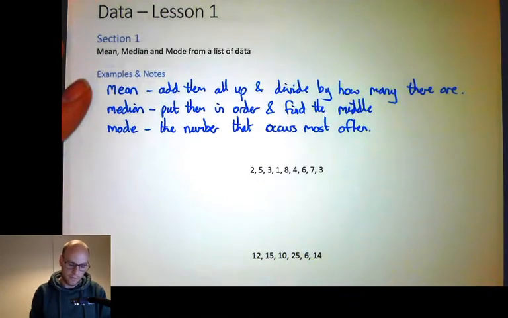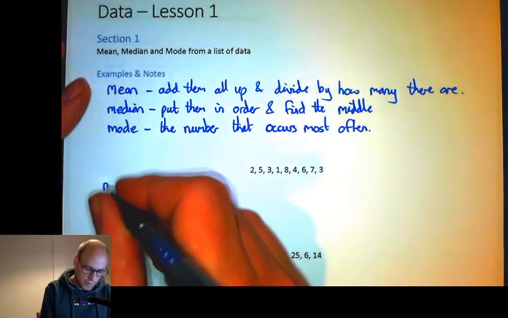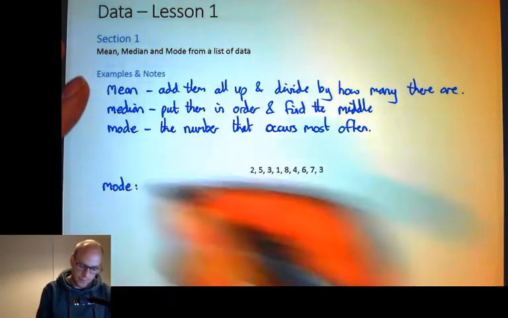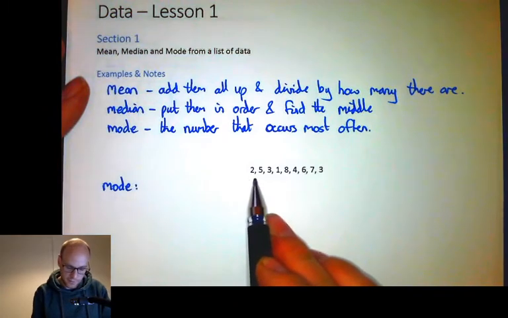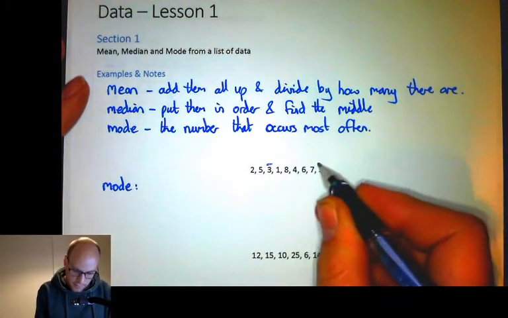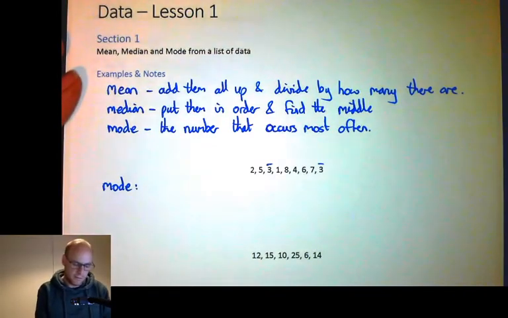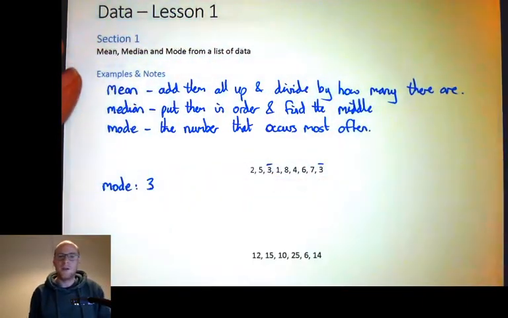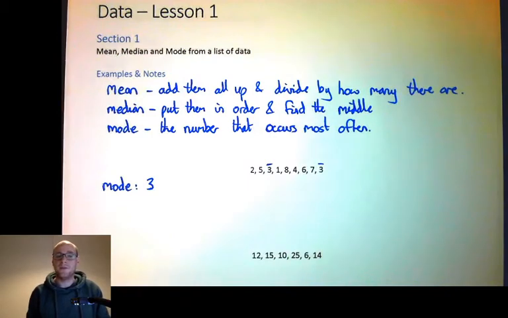So first of all, the mode, which is the easiest one on this data. If you just look through that data, the only number that appears twice is the 3. So the mode is 3. Now, in a set of data, it's absolutely okay if it has no mode, and it's also okay if there's more than one mode, but just look through and look quite carefully at that.